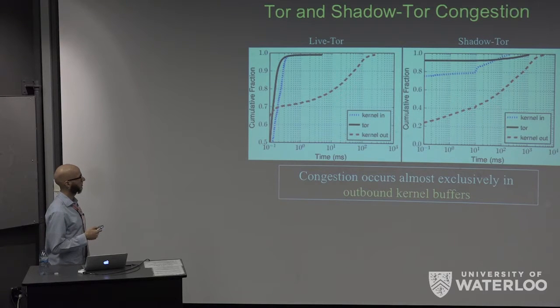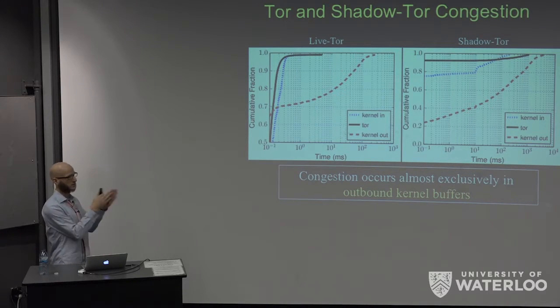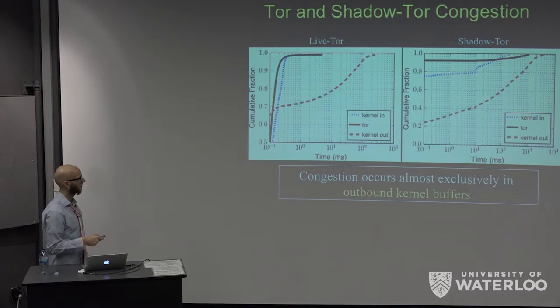And what we found with this study is that congestion normally occurs in the outbound kernel buffers, so on the outgoing side. Generally, when data comes into the network interface, as soon as that comes into the kernel, Tor is able to read that from the kernel and pull it into the application. But on the outgoing side, there's too much data in the kernel, and the network interface can't send it fast enough because of the next hop bottlenecks. And so most of the time was being spent there.